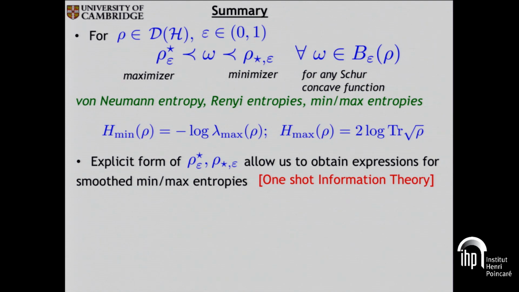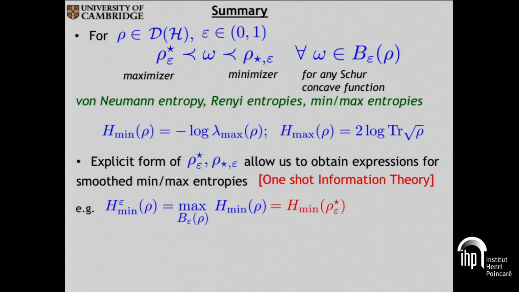Because we have these explicit forms of rho upper star and rho lower star, we can obtain expressions for these smooth min-max entropies, as long as the smoothing is done in the trace ball. This was always a bit of a hurdle before, because you had these mathematical expressions for these one-shot quantities, but you didn't know how to do the smoothing. And these are quantities which arise in one-shot information theory. For example, if you want to consider the smoothed entropy over a trace ball, then it is given by this, because that is the maximizer for the Schur concave function.